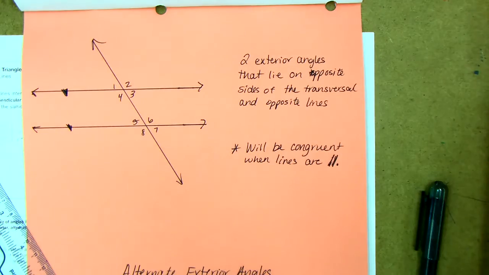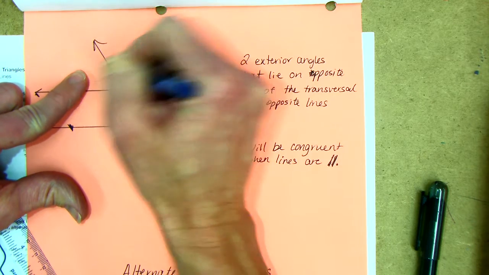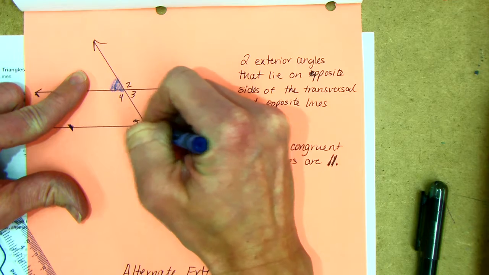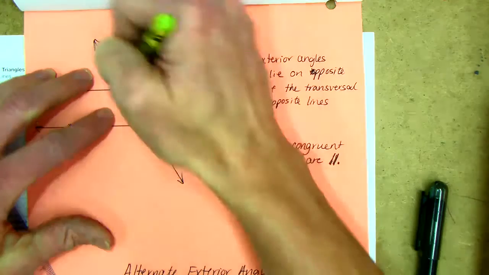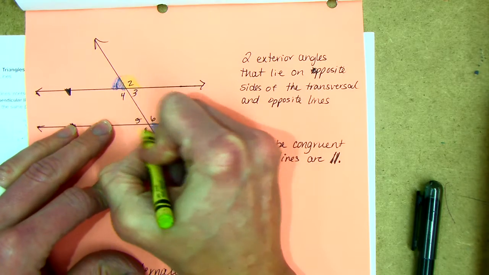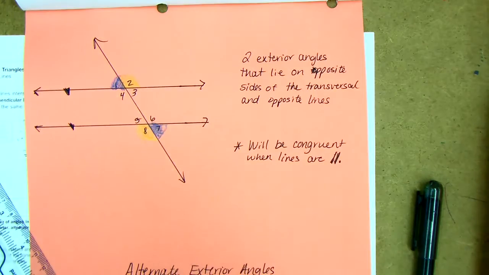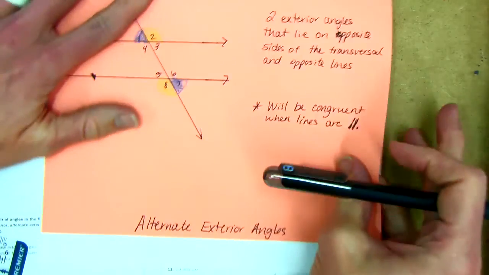So again, I'm going to have to pick different colors so you guys can see these. Alternate exterior would be like angle 1 and 7. Opposite lines, opposite sides of the transversal. And then angle 2 and angle 8. All right. Now, one more pair. And the last one we have, I should have left that down there, so you can see where to write that.